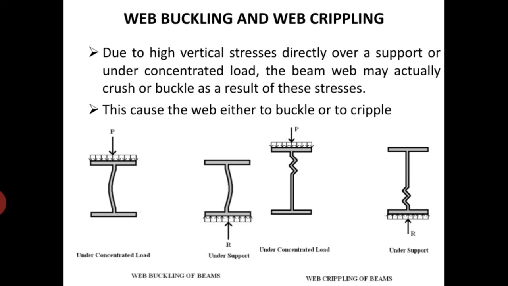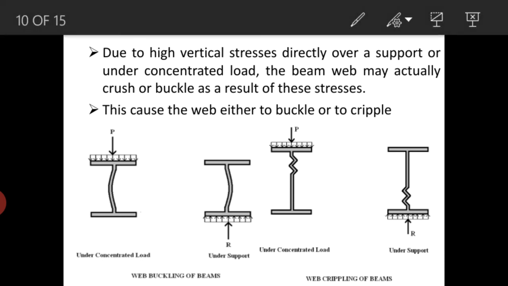Look at this figure, a concentrated load is acting vertically downward, and because of the loading there will be a reaction at the support here. A heavy load or a reaction concentrated on a short length produces a region of high compressive stresses. So because of the loading as well as the reaction, a high compressive stress region will be formed in the vertical elements of the web, either directly under the load or at the support. Hence buckling or crippling will take place.